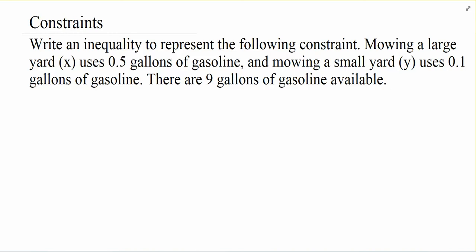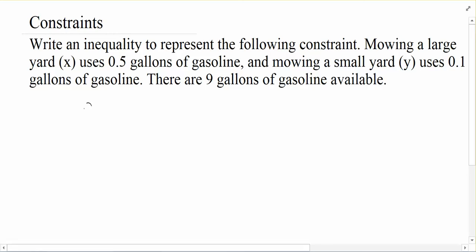And so this constraint is basically asking, how many large yards and how many small yards can we mow before we're out of gasoline? We need to translate this to say, for every large yard, every X that we do, we use half a gallon of gasoline. So if we mowed 4 large yards, that would be 4 halves, or 2 gallons of gasoline. And so we could represent that with multiplication.